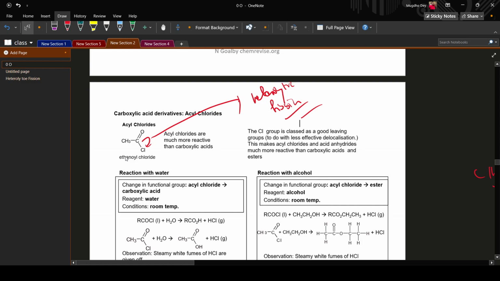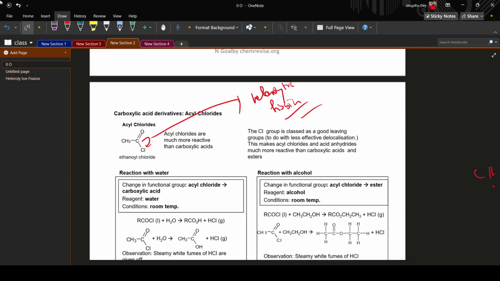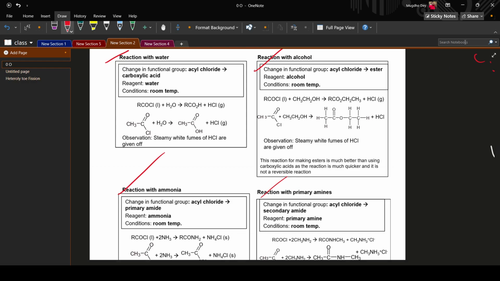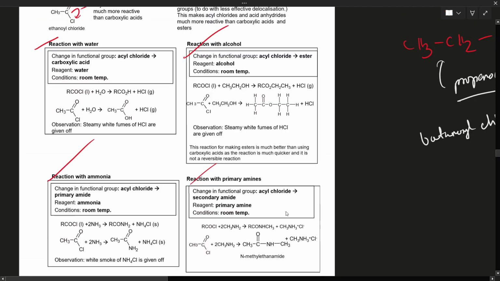So basically, that's why it's called a good leaving group, because you can clearly understand Cl breaks down very easily via heterolytic fission. Okay, so that's gone. Then we have reaction with water, reaction with alcohol, reaction with ammonia, reaction with primary amine. These are the four types of reactions that you have to remember when it comes to acyl chloride wholeheartedly. And why do you have to remember?